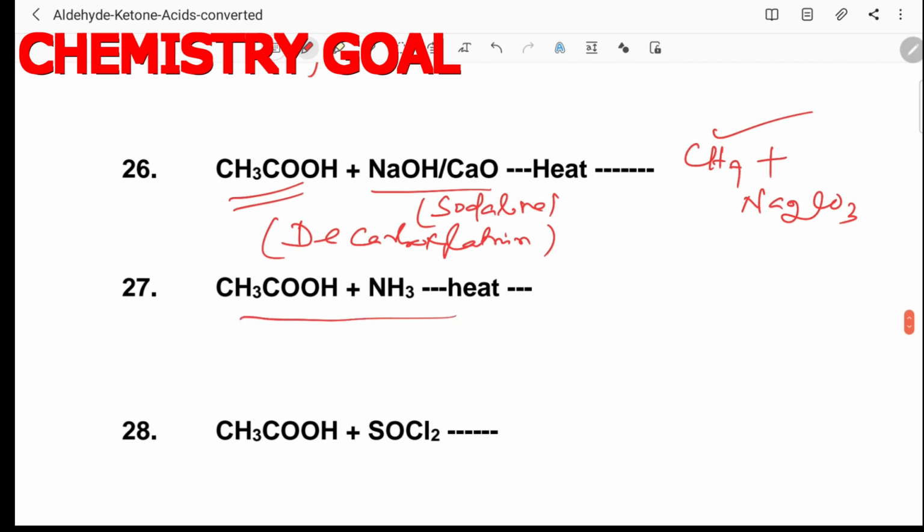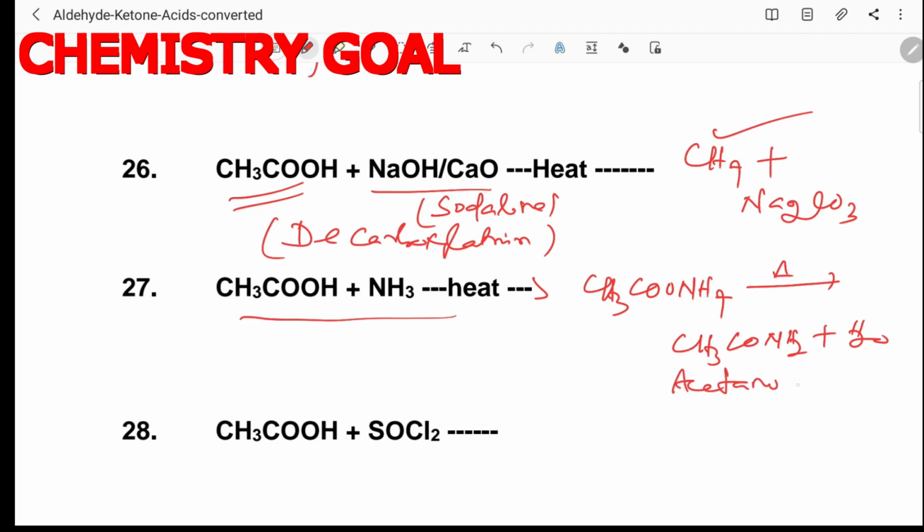Acetic acid heated with ammonia: the first product formed is CH3COONH4, the ammonium salt. On further heating, it becomes an amide. The result is amide plus water. This is called acetamide. We have to remember that when a carboxylic acid is heated in the presence of ammonia or an ammonia derivative, the result is an amide. CH3CONH2 will be formed.